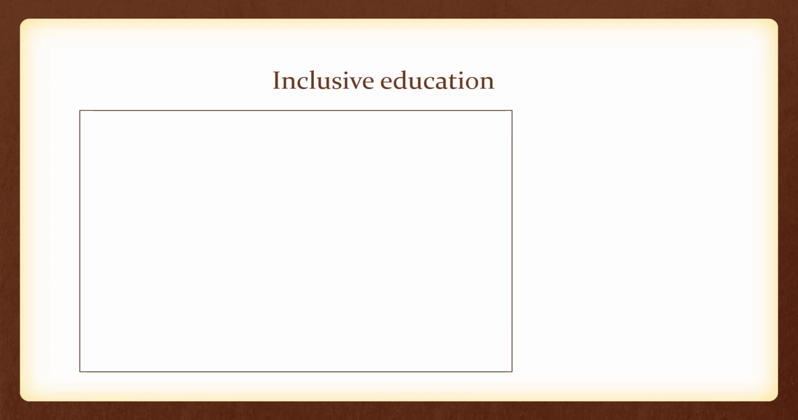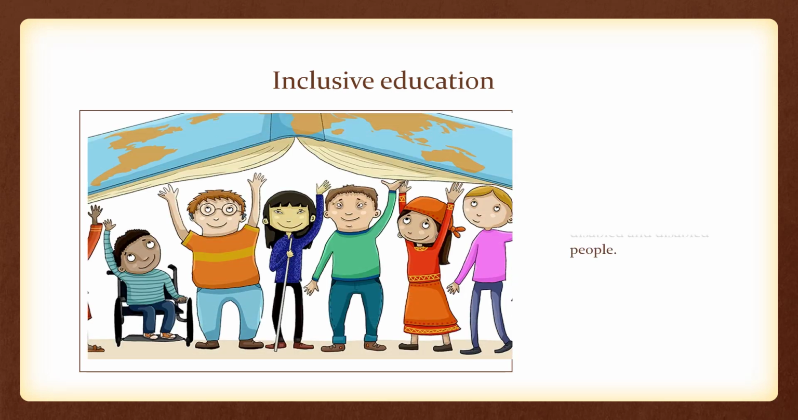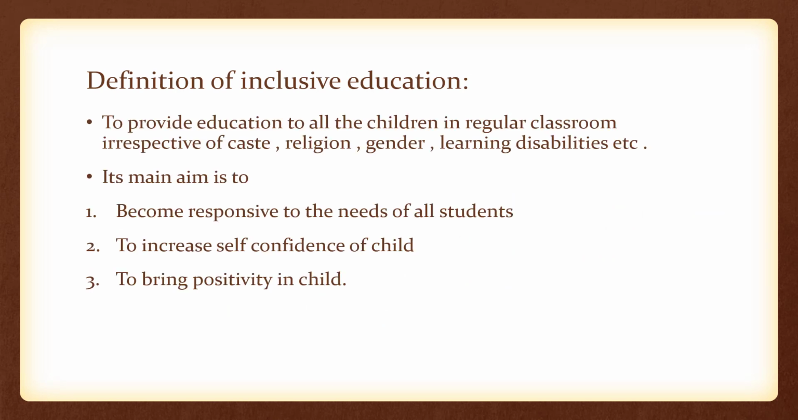The next definition is about inclusive education. Inclusive education, brief meaning is which includes everybody. Education that includes everybody, that is the non-disabled and the disabled children. The actual definition of this inclusive education is to provide education to all the children in regular classroom irrespective of caste, religion, gender, learning disabilities, etc.